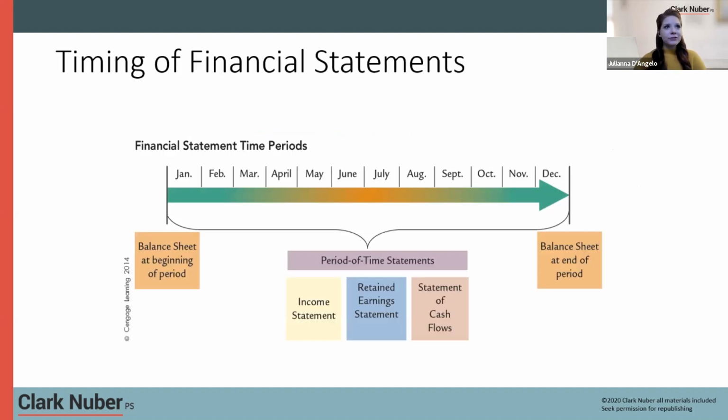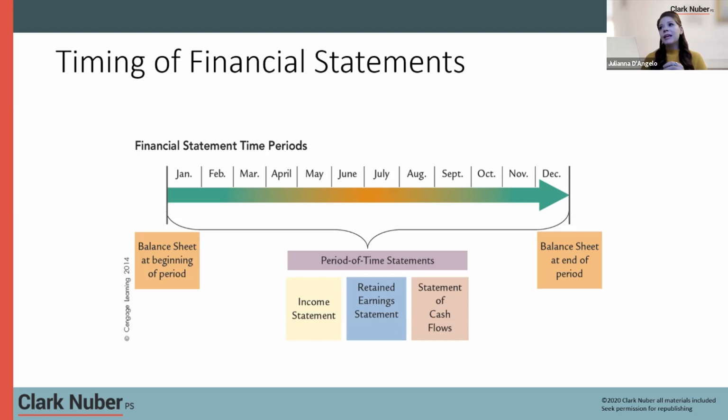So timing of financial statements, we kind of just talked about this, but the balance sheet, as I said, is at a point in time. And then we have our period of time financial statements, and that's going to be your income statement, your retained earnings statement, and your statement of cash flows.